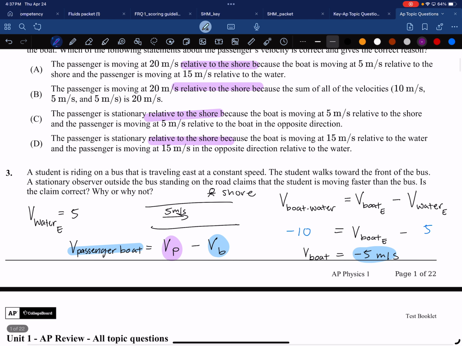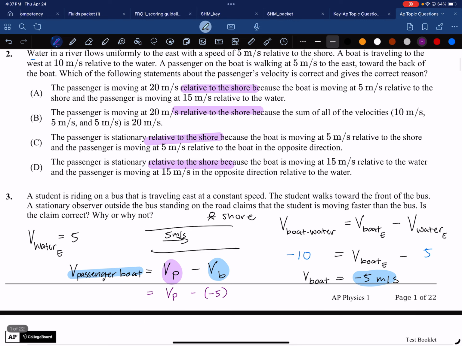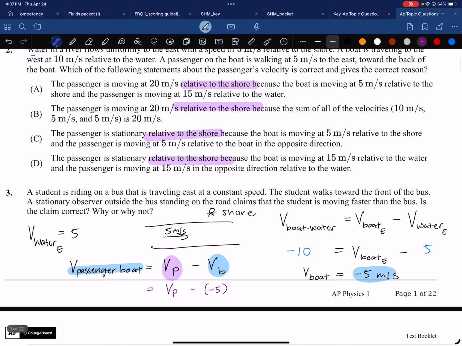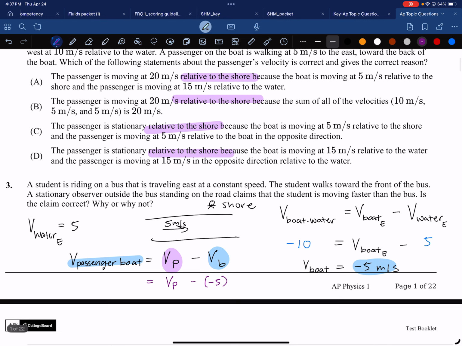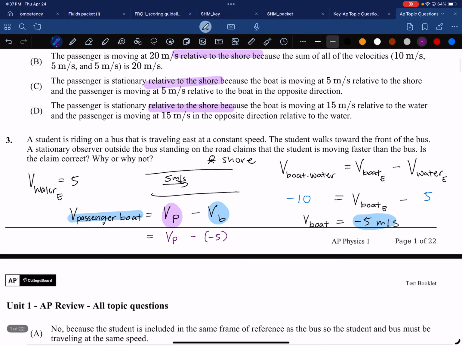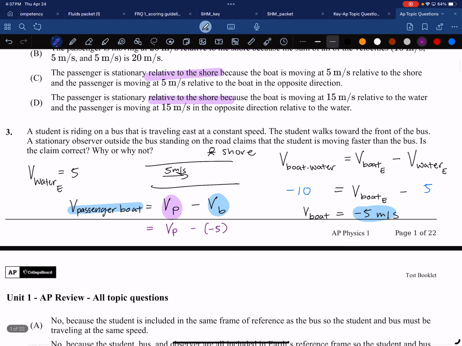So we have negative 5 minus velocity of the passenger is equal to the velocity of the passenger relative to the boat, which is going to be, the passenger on the boat is walking 5 meters per second to the east. Is that positive or negative 5? Positive. Go ahead and solve for V of P.